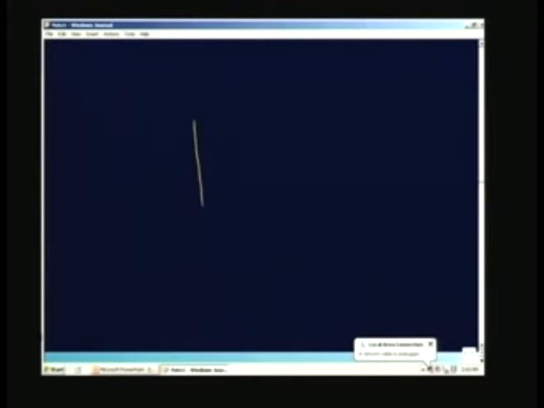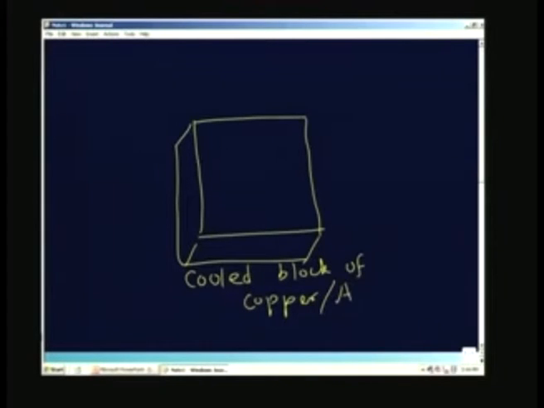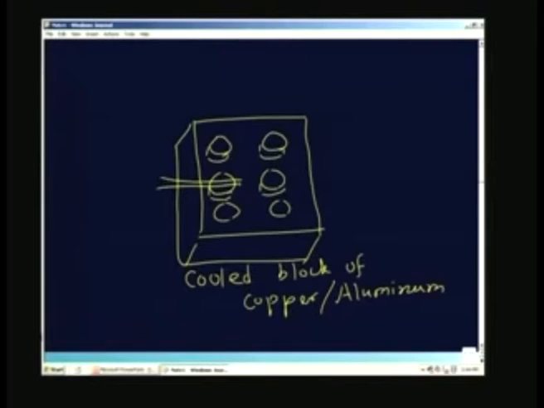So, what we have is a large piece of material like this, and it may be connected or cooled, a block for example of copper or aluminum, and we have all the junctions here, something like this, and you connect the wire onto this and possibly put a screw, something like that.